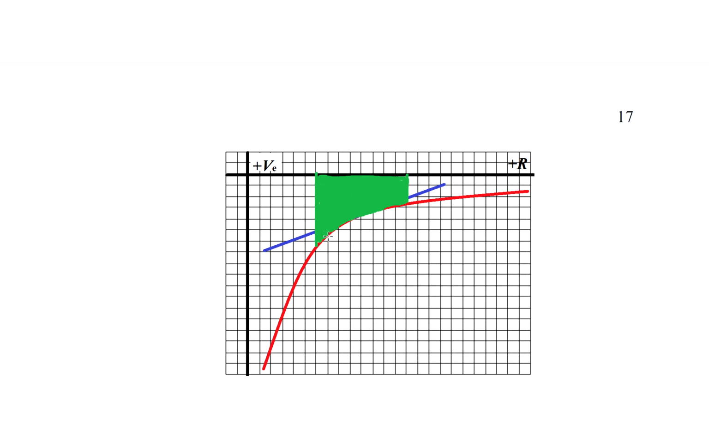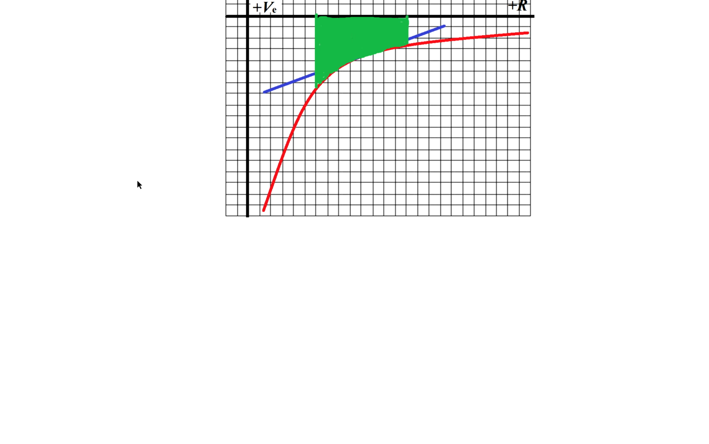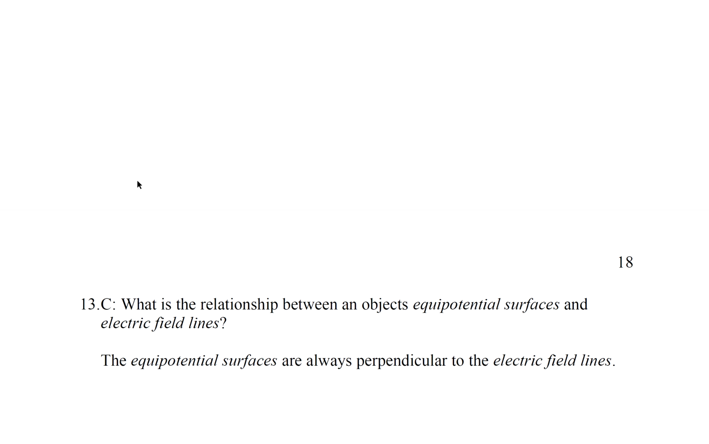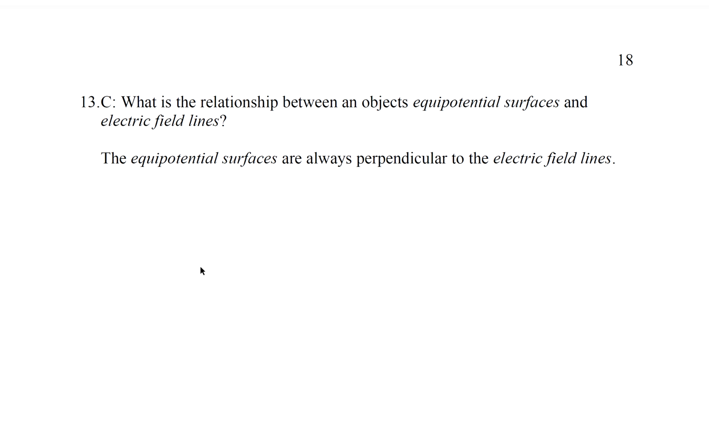So it's going to be the area under that curve. So it's going to be the green. Part C, what is the relationship between the object's equipotential surfaces and electric field lines? They're perpendicular to each other.